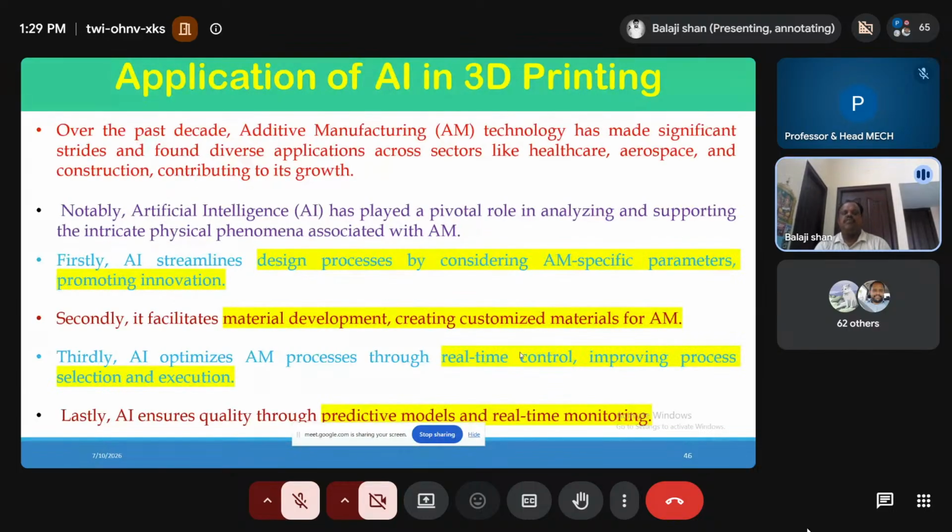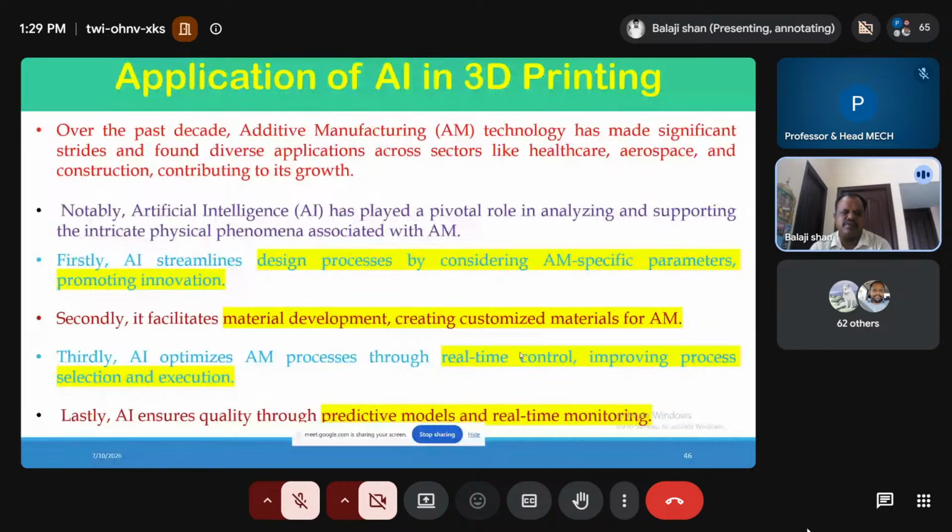And next one is the application of artificial intelligence in 3D printing. Over the past decade, additive manufacturing technology has made significant strides and found diverse applications across sectors like healthcare, aerospace, and construction, contributing to its growth in multiple engineering sectors. Notably, artificial intelligence plays a pivotal role in analyzing and supporting the integrated physical phenomena associated with additive manufacturing. Generally, it contributes in four different categories.